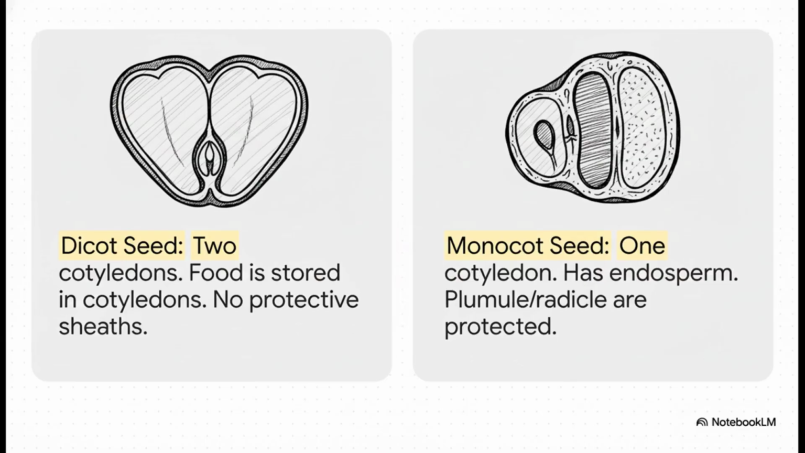In a dicot like a bean, the food is actually stored right inside those two big cotyledons. But in a monocot like a corn kernel, there's a special separate tissue called the endosperm that holds all the food. And one more key difference. Monocots have these cool protective sheaths called the coleoptile and coleorhiza, covering the baby shoot and root. You won't find those in a dicot.